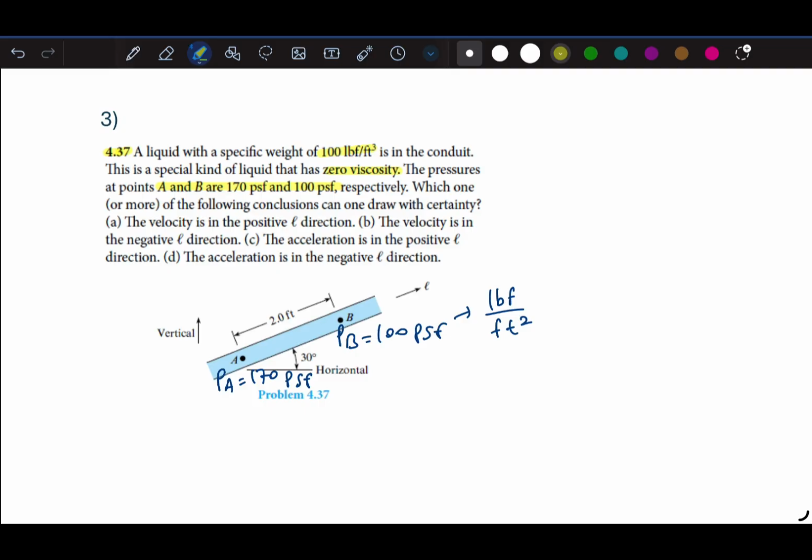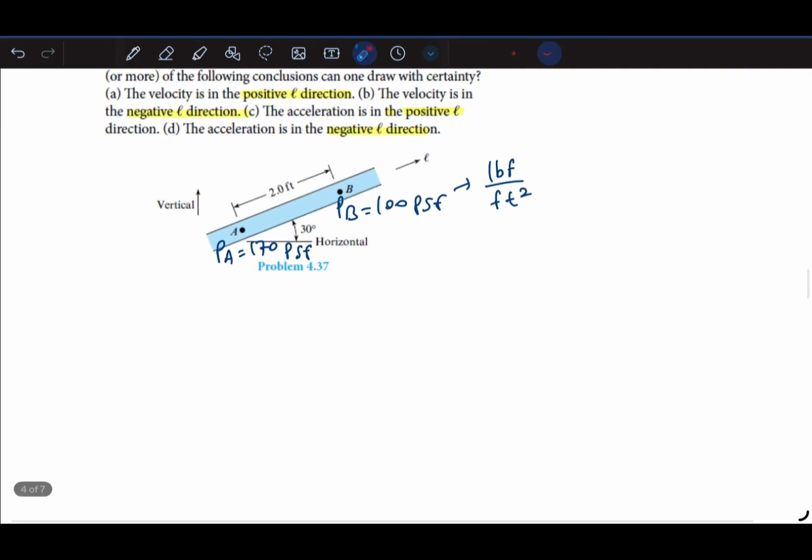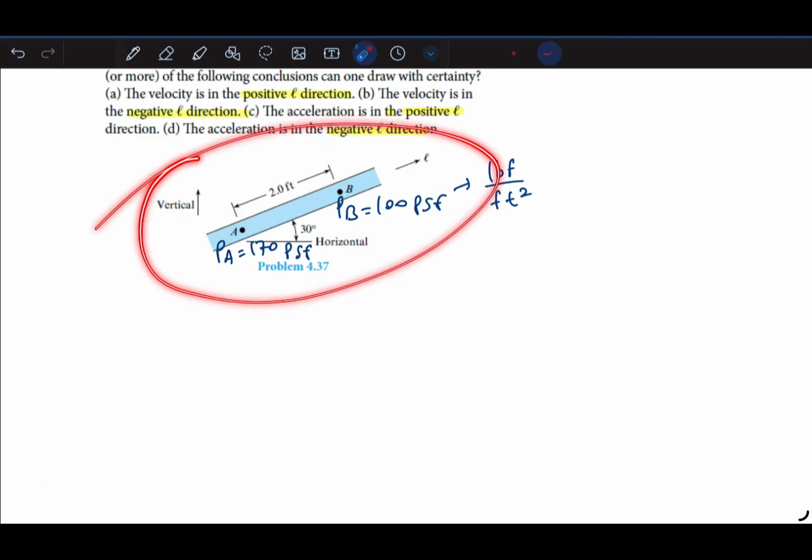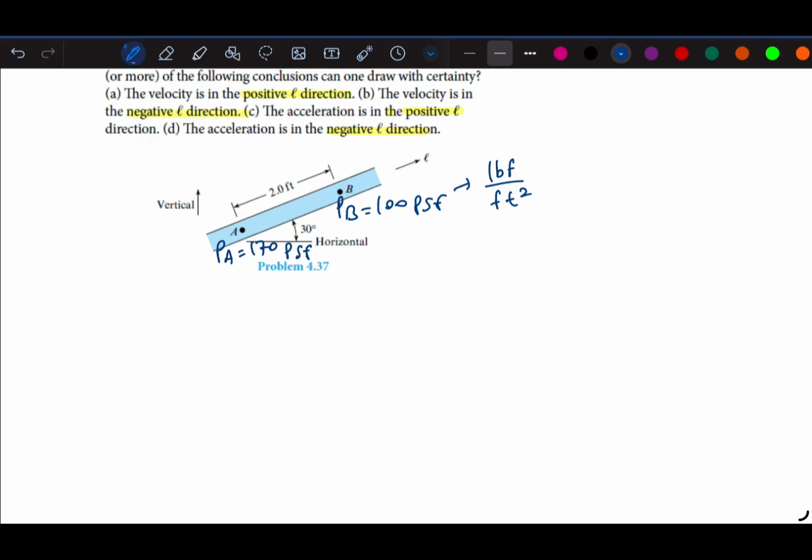So which one or more of the following conclusions can one draw with certainty? We have four options. The velocity is in the positive L direction. The velocity is in negative L direction. The acceleration is in the positive L, or the acceleration is in the negative L direction. So here we have a liquid that flows through a conduit here, but we don't know its direction right now.